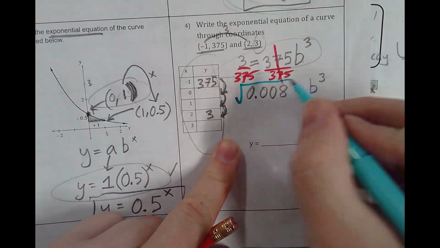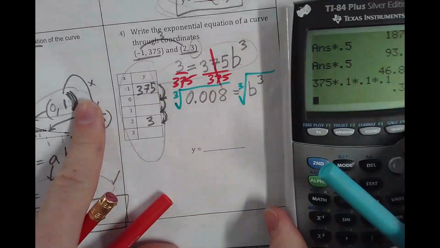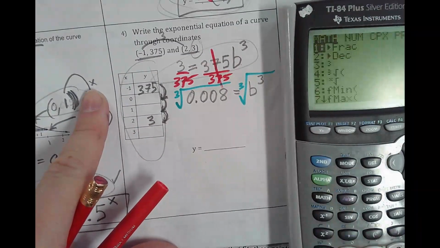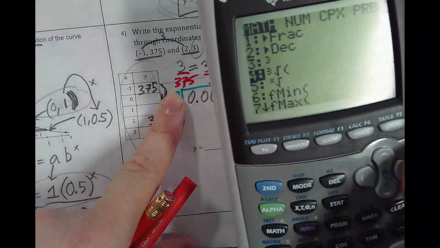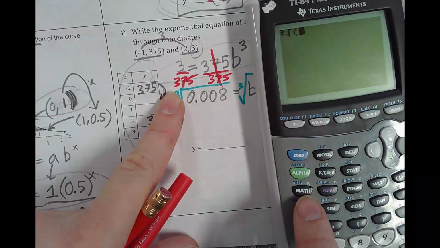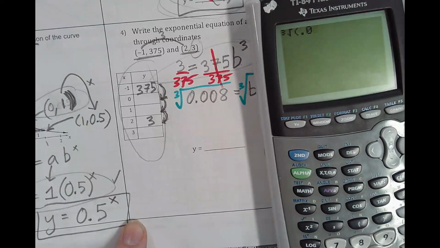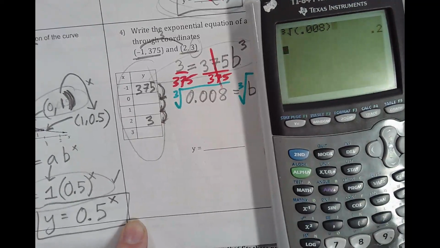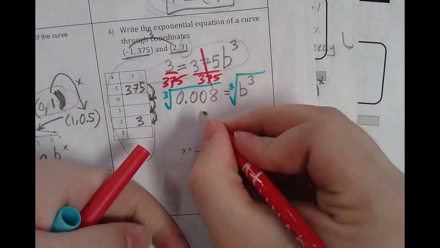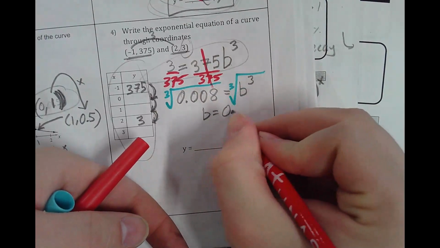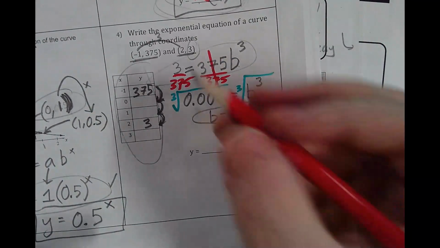Take the cube root of both sides. Cube root in our calculator: 3, math, 5, cube root. Otherwise, you can do math option 4. Math option 4 is cube root. Pressing the math option, we're going to get the cube root of 0.008. So we get the answer of b is 0.2. Okay. All right, that means our multiplier is 0.2.